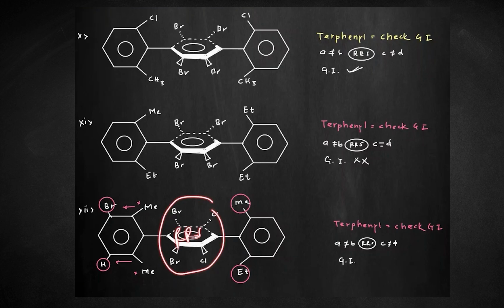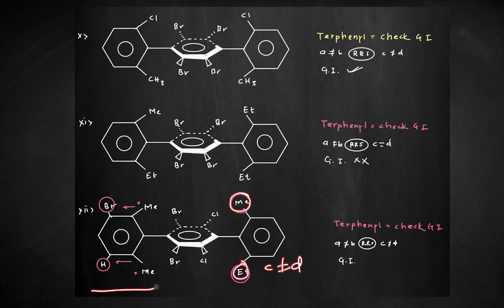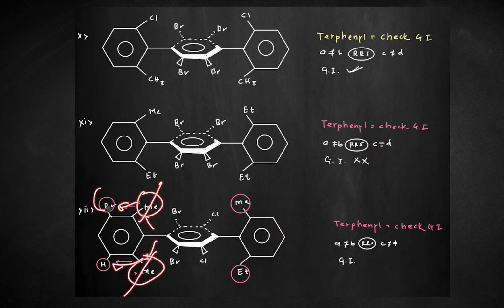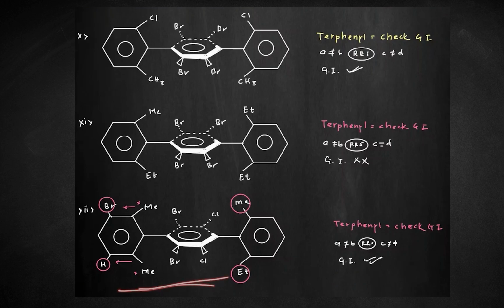This is the RRS. First of all, this is a terphenyl system, check GI. Now here C and D are not equal, but what have they given here? Initially they have given methyl, methyl and Br, H. So first check these two parts, methyl, methyl. If they are the same, then move ahead. Again here Br and H are different, so A is not equal to B. So in this case also GI will be seen. Clear? So here you have to properly check the situation, apply the rules, and then you will be able to solve the questions out there.